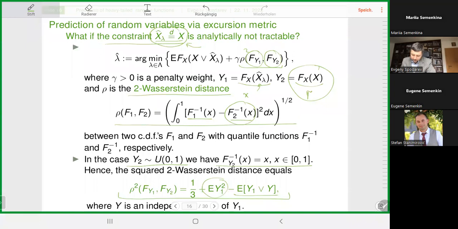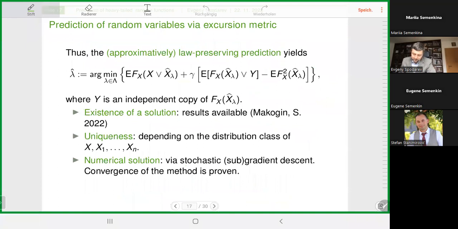So just to summarize what we do, we'll minimize, over all possible lambda, the following functional. So this part comes from the excursion metric. And this part comes from the attempt to do it law-preservingly, to make a law-preserving prediction. And this is just an optimization problem, which is in general not convex, and of course not linear.